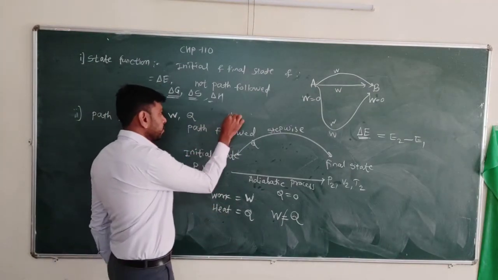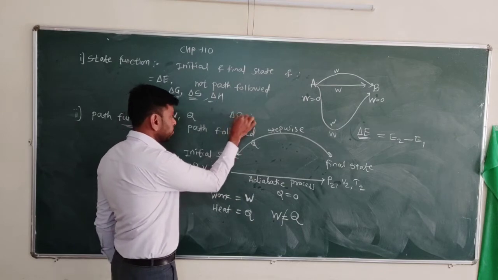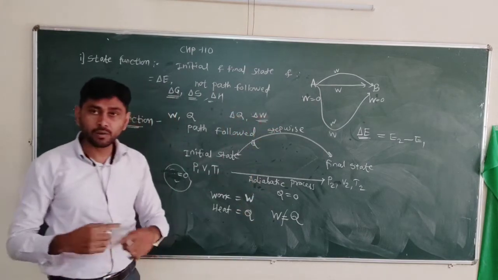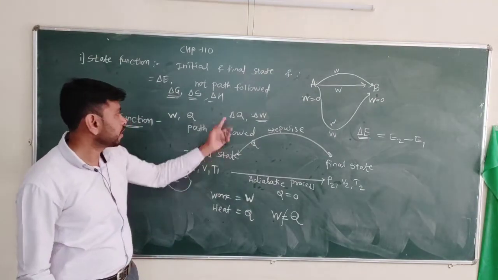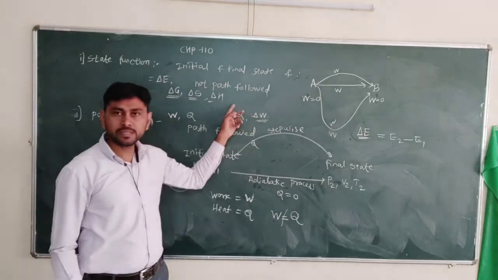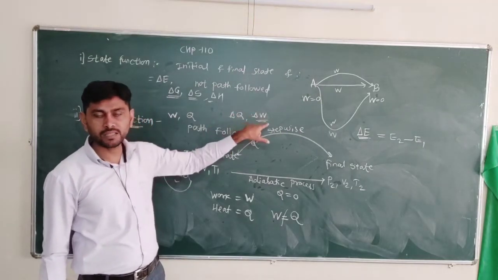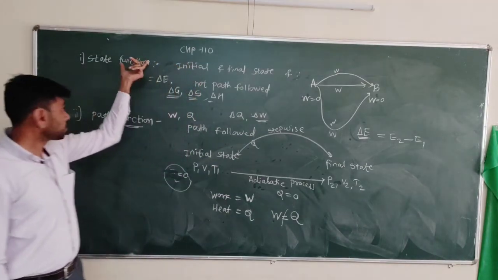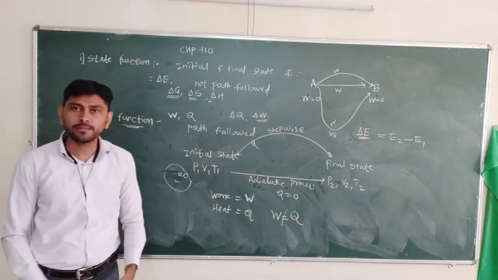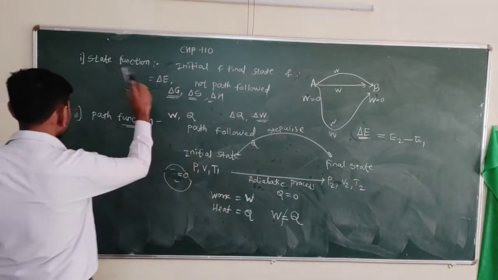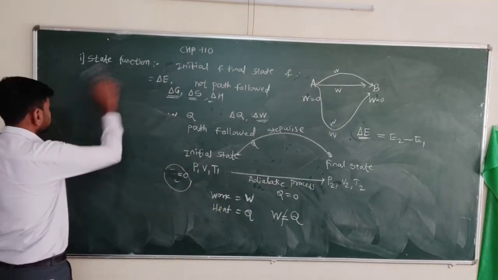So that's why quantities such as delta Q and delta W have no values, because they occur only during the process and not at the initial and final state. That's why they are not represented by the delta symbol. They are always represented by the total quantity, and state functions are always represented by the difference. Okay, so this is all about state function and path function.